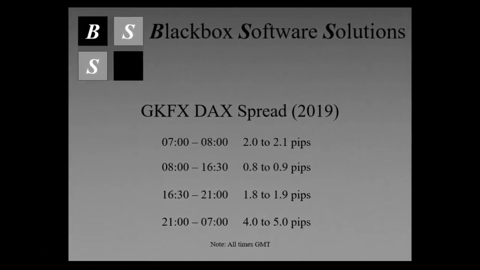The morning session of the DAX opens at 7 AM GMT, and the GKFX spread varies throughout the day as follows. Between 7 and 8 AM it is 2 to 2.1 pips. Between 8 AM and 4:30 PM it is 0.8 to 0.9 pips. Between 4:30 and 9 PM it is 1.8 to 1.9 pips. And between 9 PM and 7 AM it is 4 to 5 pips. However, the broker can also vary the spread depending on market volatility.